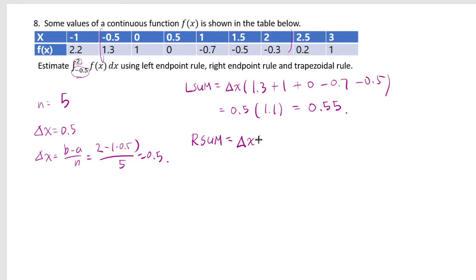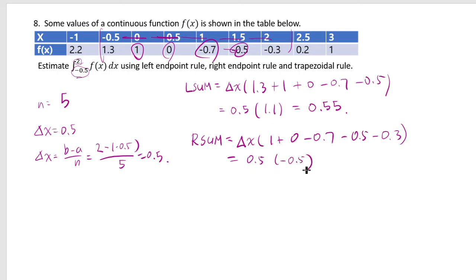Same thing, except that you use the right endpoint. For the first interval, you use the right endpoint, which is 1. For the second interval, you use 0. For the third interval, you use negative 0.7. For the fourth interval, you use negative 0.5. And for the fifth interval, you use negative 0.3. In that case, delta x is 0.5, and I get negative 0.5 as the sum of these values, which gives you negative 0.25.